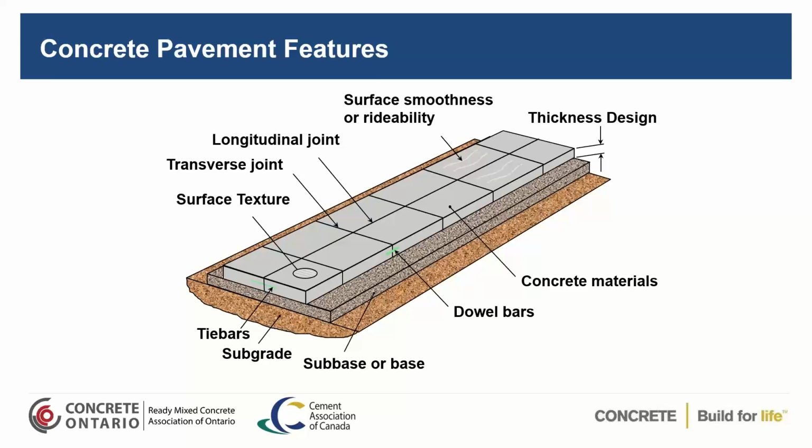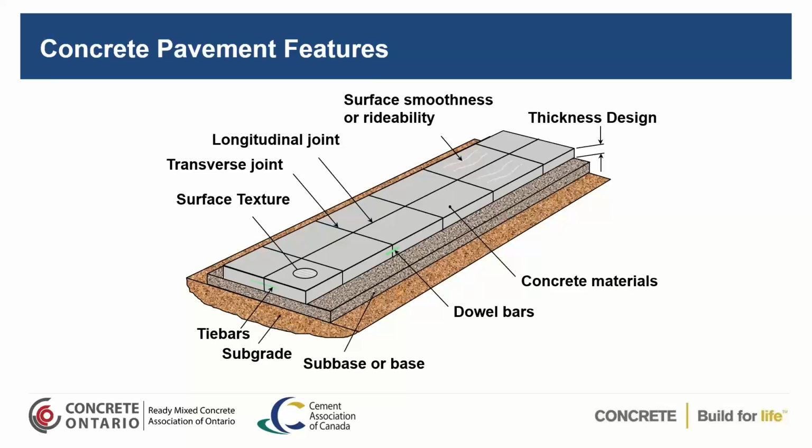The transverse joints, of course, run transverse to the direction of traffic, and you put dowels for load transfer at these joints. Dowels are 32 to 38 millimeters. They have a coating on them, and they're round. They have a coating called Tectol.